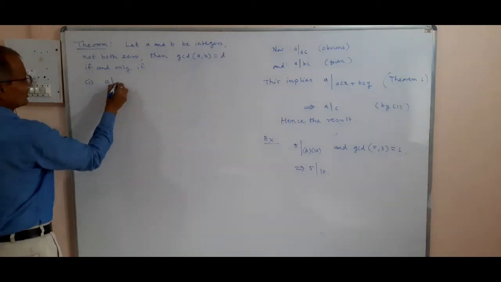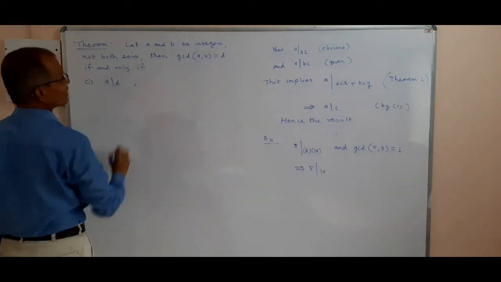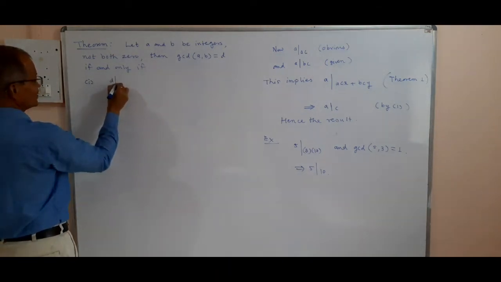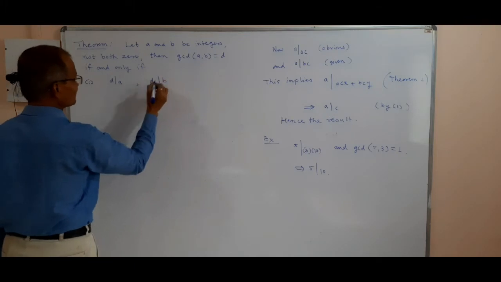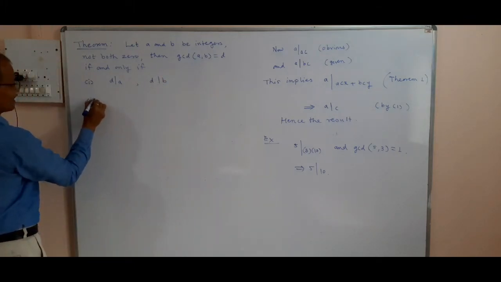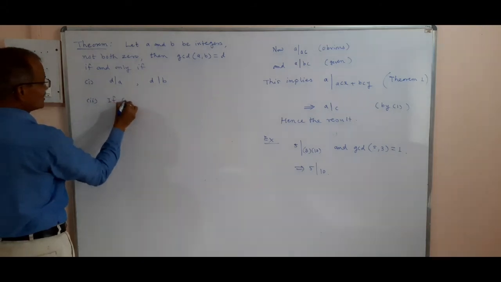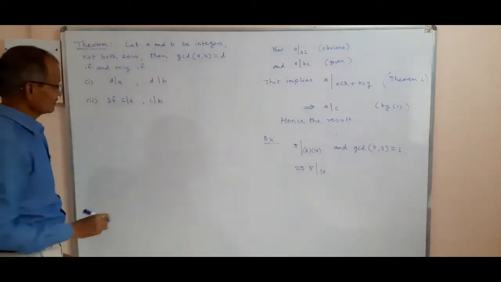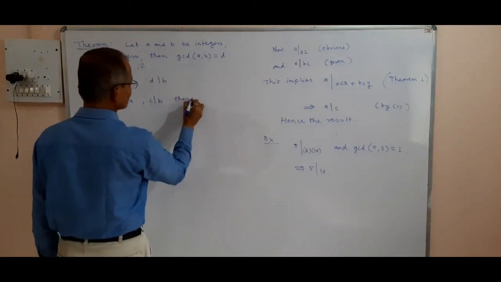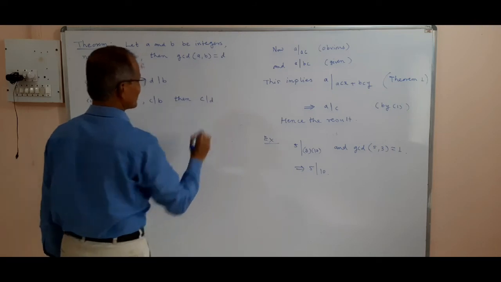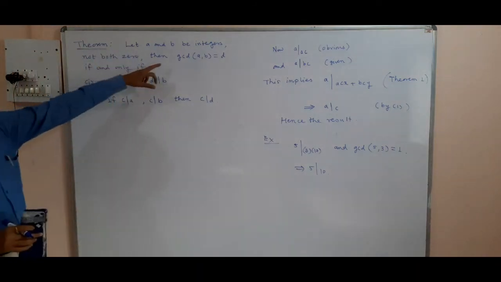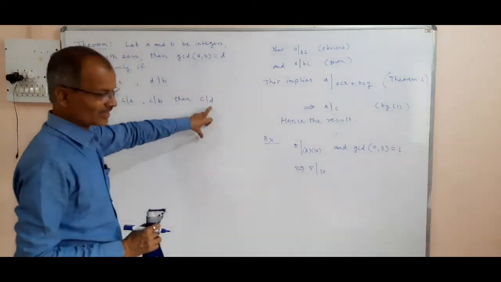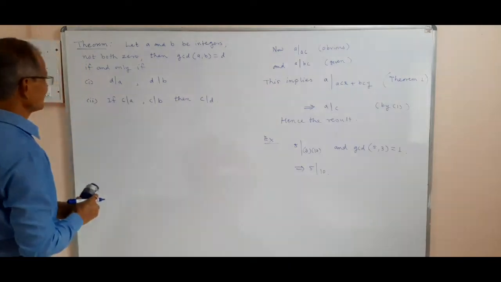First, D divides A and D divides B. And second, if C divides A and C divides B, then C divides D. So actually this is the definition of greatest common divisor. There we have C is less than or equal to D. Here we have C divides D. This we have to prove.